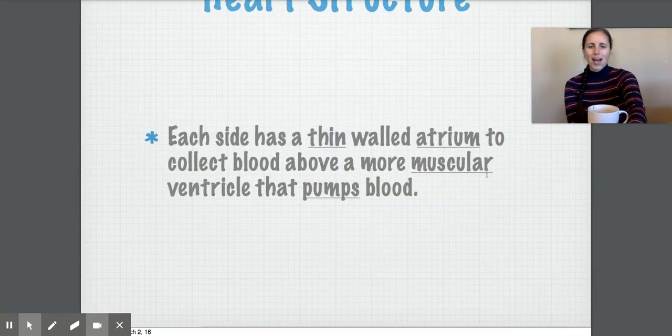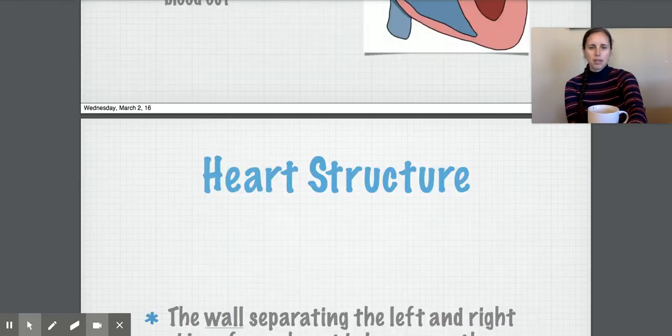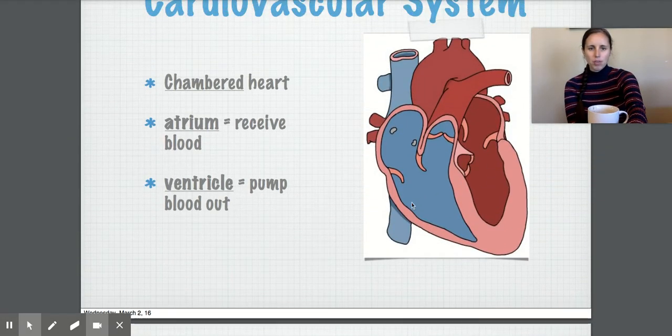Each side also has a more muscular ventricle that's going to pump blood. So if we go back up here, we've got our ventricle here. We can see it's thicker. And then at the bottom, we can see our ventricle here. We can see on the left side of the heart, it's actually the thickest. And we're going to tell you why in a second.